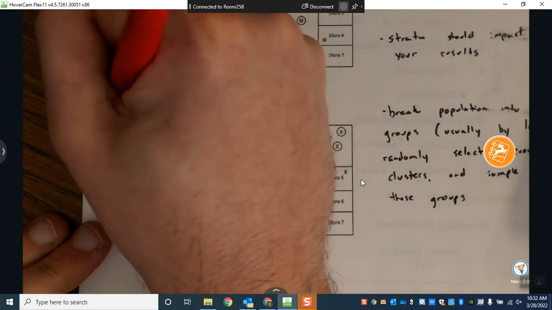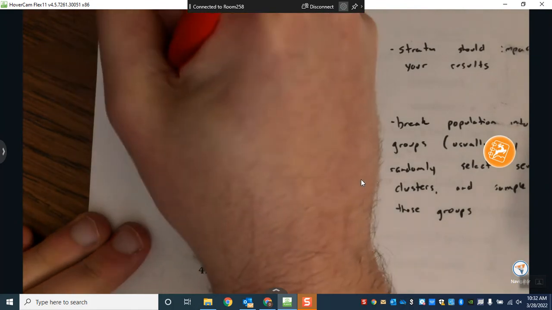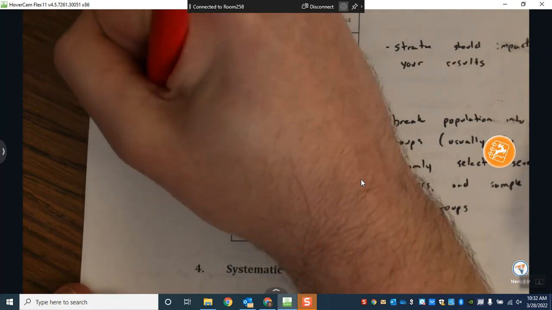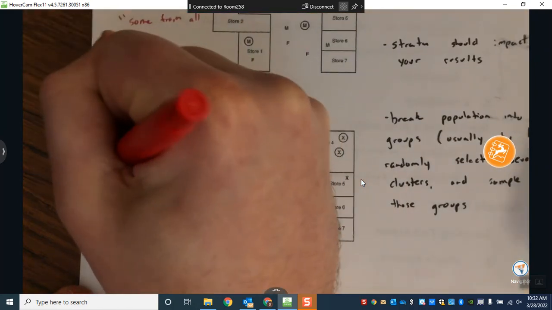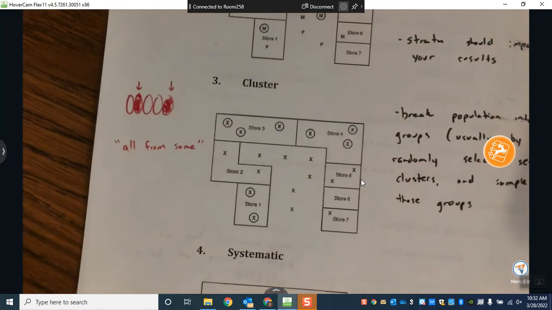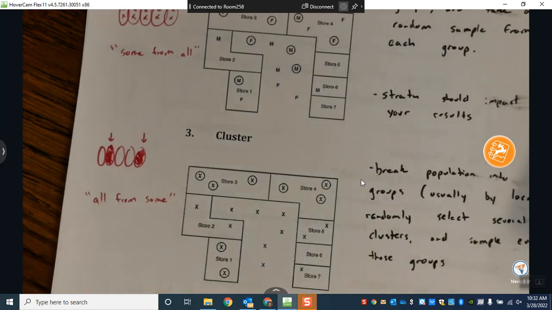The benefit of this is that it gives you a good blend, so it's going to represent all of those groups. All right, a cluster sample, again, you're breaking your population into groups, but now I'm randomly picking a group or two, or however many, and then I'm surveying all of the individuals in those selected groups. This is all from some. You're getting all the individuals from just some of the groups. This is better because I have to go to fewer places. And again, you do these for different reasons.